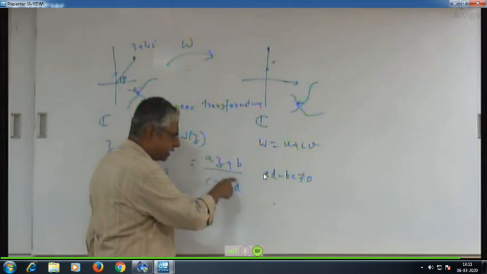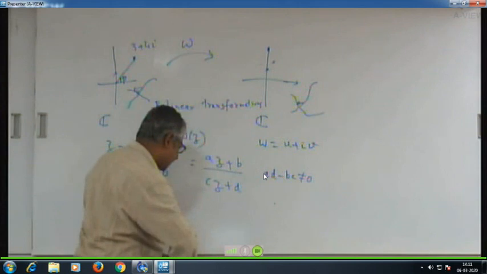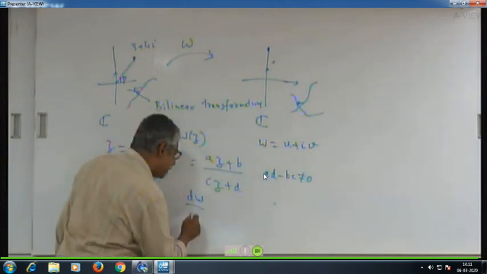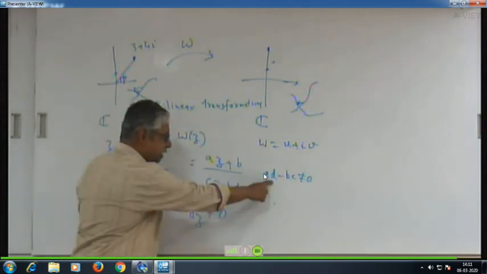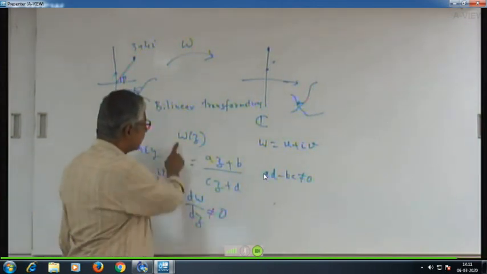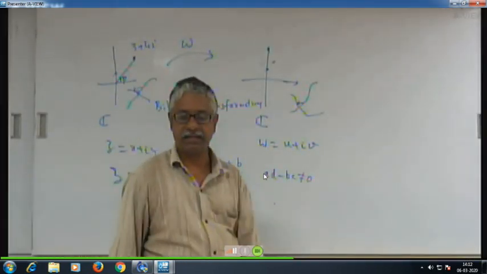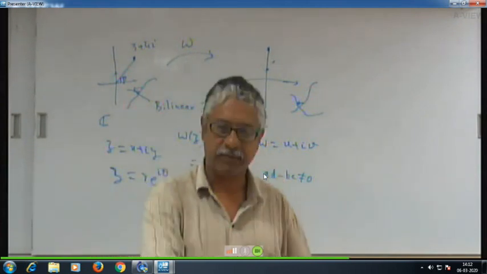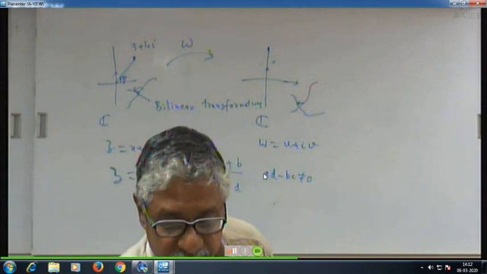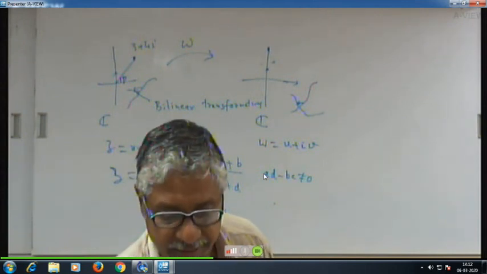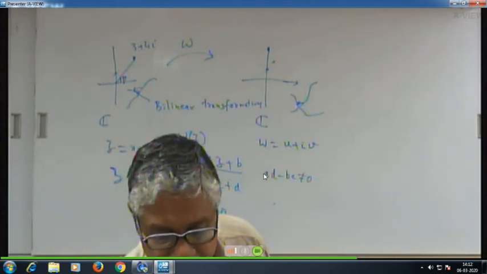You go home and find it, you will see that this condition, AD minus BC is not equal to 0, will imply that dW by dz is not equal to 0. That's what this condition will tell. This map is conformal because of this result, which you can see from: an analytic function f is conformal at z if f dash z is not 0.